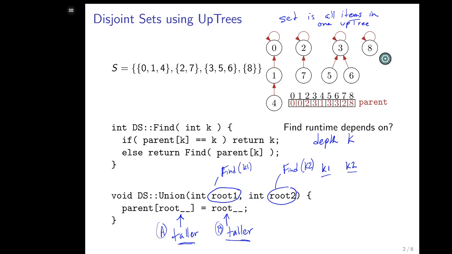How many people think it should be B, that the parent of the smaller should point to the root of the taller? Okay. This is good. Some people are voting twice. That's okay. I don't mind that. But I want to make sure that everybody understands what the question is.